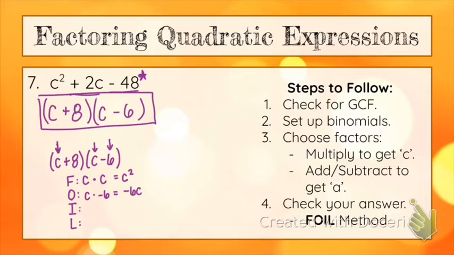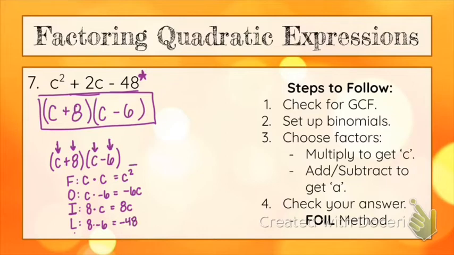Okay, then we want to multiply the inside terms. That's what I stands for. So that's 8 times C. 8 times C equals 8C. Then L stands for last. So the last term in each binomial. So we have 8 times -6. That equals -48.